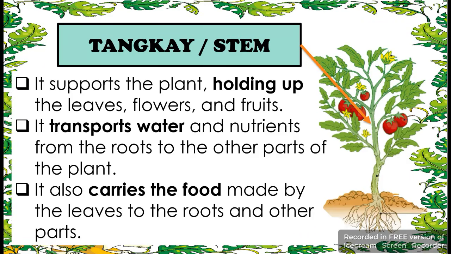Tangkay or stem. It supports the plants, holding up the leaves, flower, and fruits. It transports water and nutrients from the roots to the other parts of the plants. It also carries the food made by the leaves to the roots and other parts.